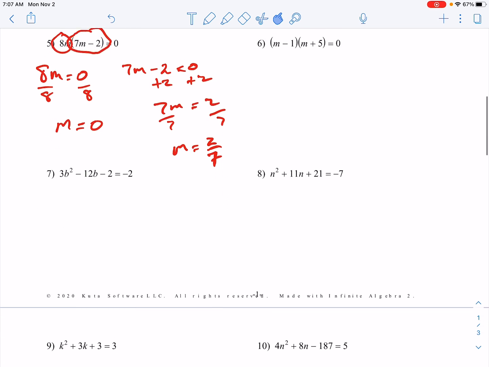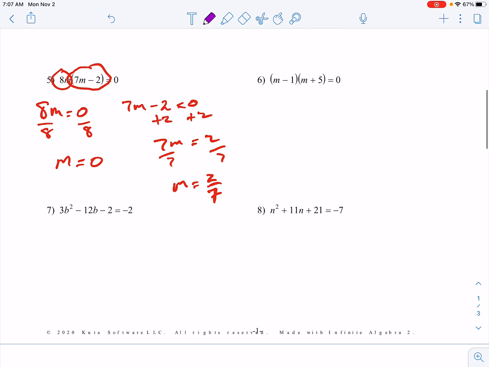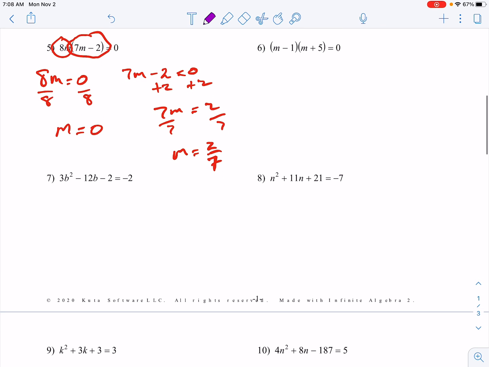Let's look at another. Let's try number 7. The first thing you always want to do is set it equal to 0. So I'm going to add 2 to both sides. Let's see, that leaves me 3b squared take away 12b equals 0. And when factoring, we always look for a GCF. Both terms are divisible by 3 and b. GCF, we take out a 3b, which leaves us b take away 4.